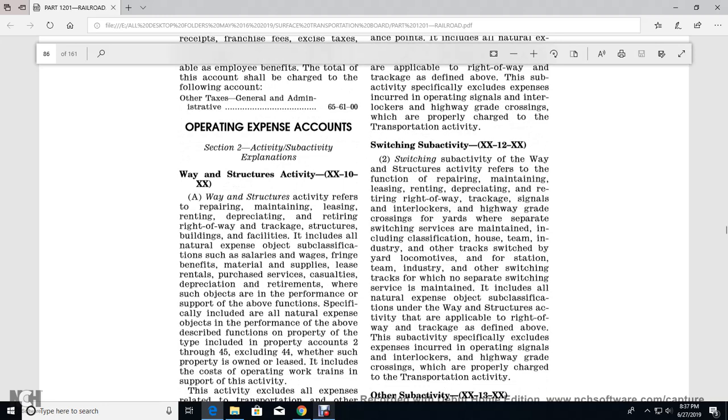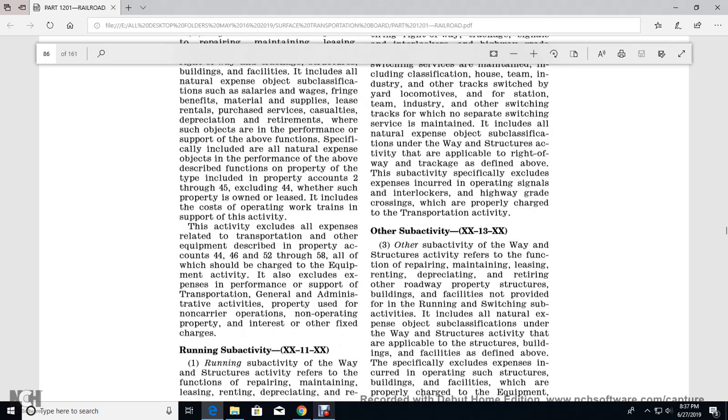All right, switching sub-activity, 12-XX, 12-XX. Switching activity of the way and structure activity refers to the function of repairing, maintaining, leasing, renting, depreciation, and retiring the right of way of the track, signal, interlocking, highway grade crossing, the yards which were acceptable, switchers, separate services maintained, and include the classification house of the team in the industry, the other track switcher for the yard, locomotive for the station, the industry, the other switching tracks, which no separate switching services maintained. Include all the natural expense of the operating object, sub-classification of the way and structure activity applicable to the right of way of the track as defined above. The sub-activity specifically excludes expense incurred for the operating signal that interlocks highway grade crossing, which is properly charged with the transportation activity.